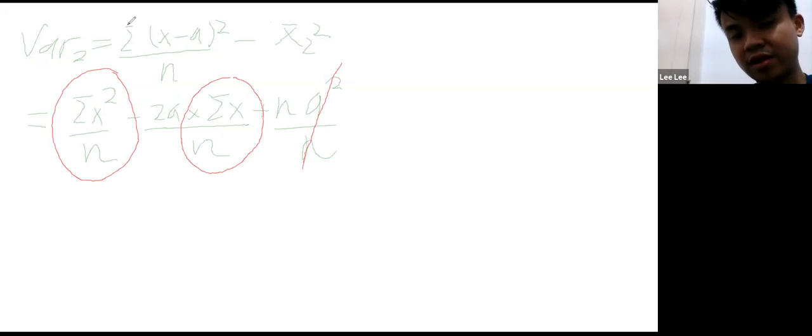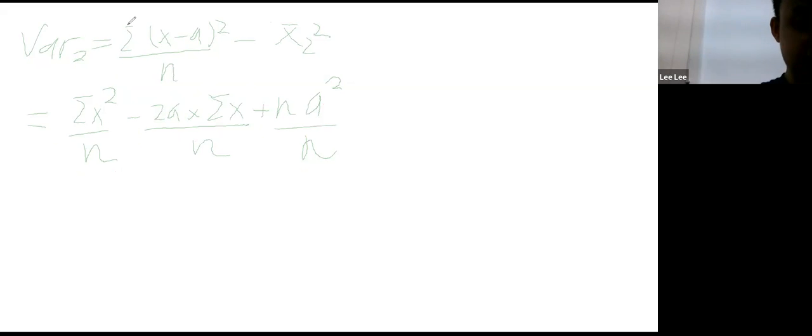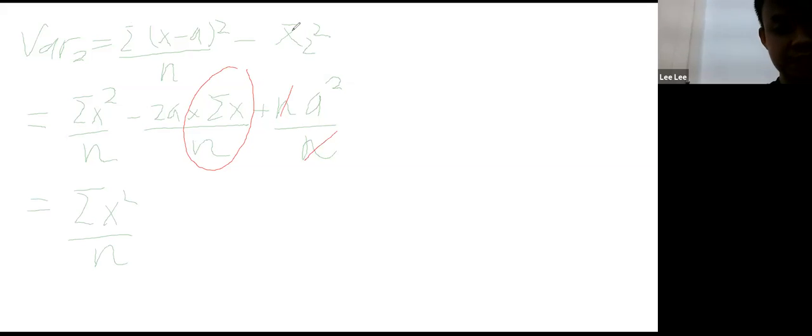So I cancel out, yeah? So leaving the plus n. So you see this? Sigma x over n. What is sigma x squared over n? Sigma x squared over n is it? X bar, right? Average, right? Original average, right? You understand what I'm doing here?